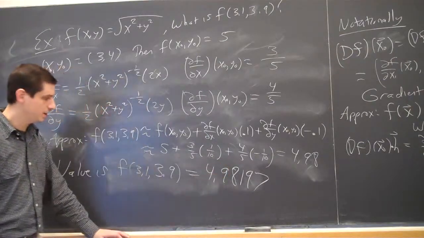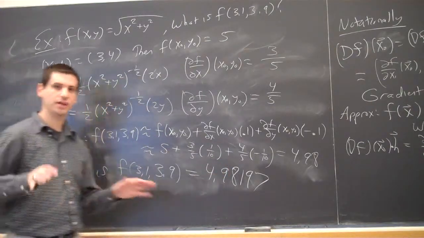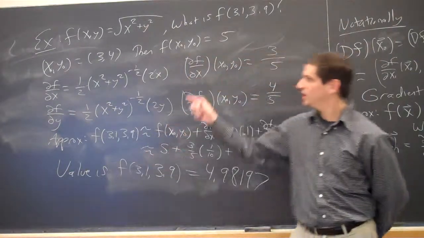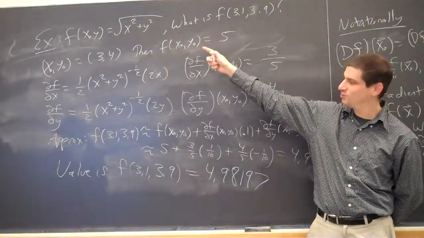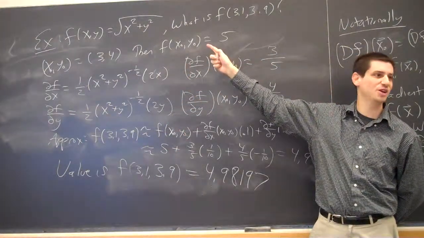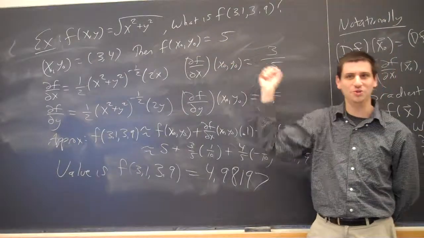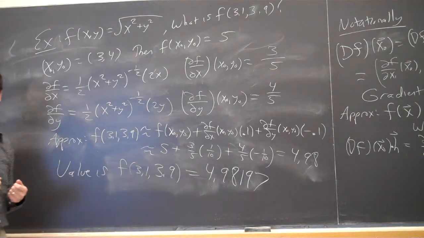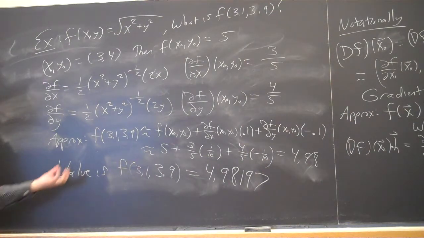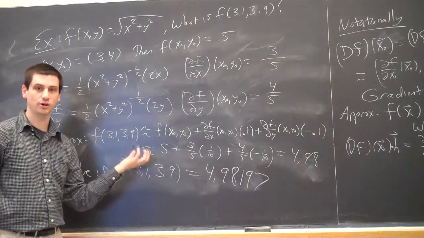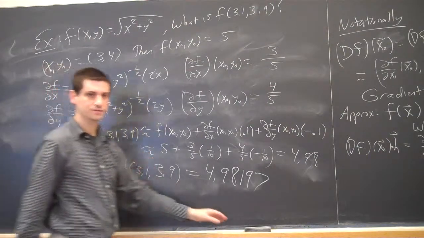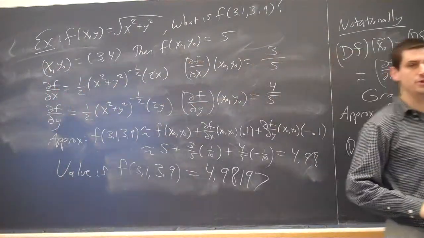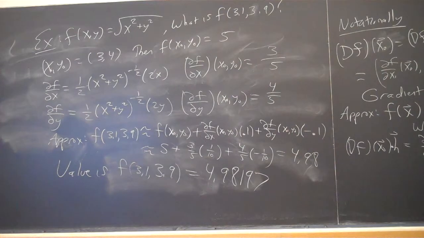If you get bored later today, either in my class or in another class, try calculating the square root of 3.1 squared plus 3.9 squared directly, multiply everything out, try to do approximations for the square roots, try guess and check of numbers to find out exactly what it is, and see how much work you have to do to get that. This is not much work at all. Okay? So this is one of the powers of linear approximation.